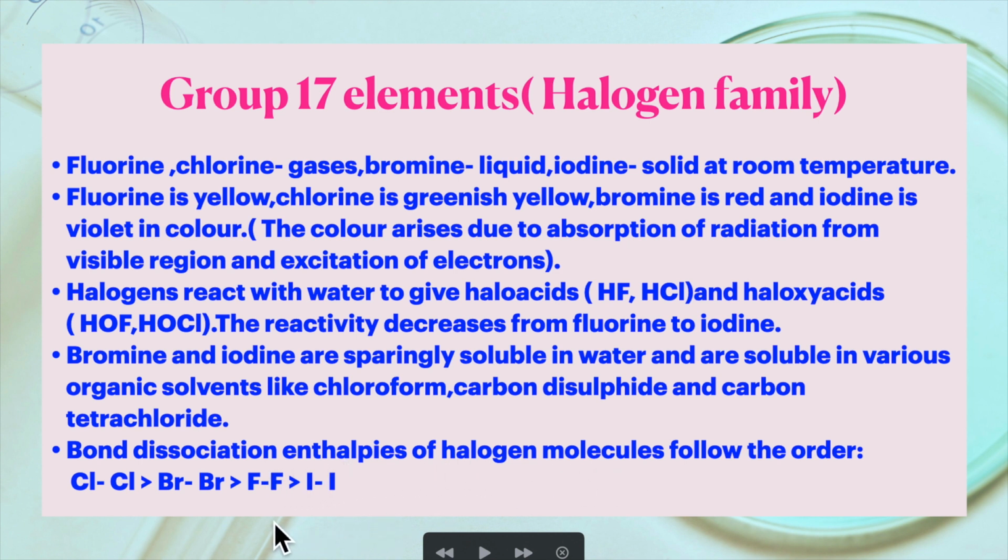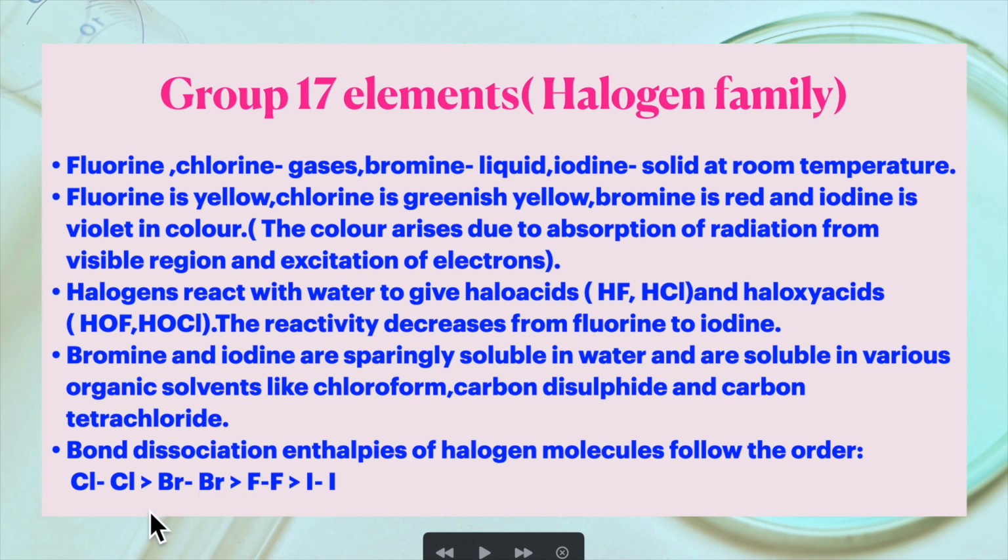Bond dissociation enthalpies of halogen molecules follow this order. What is bond dissociation enthalpy? It is the energy required to break the bond, which depends upon the atomic size also. The order is: Cl2 has the highest bond enthalpy, then Br2, then F2, and then I2. Remember that the bond dissociation enthalpy of F2 is lower than that of Cl2.